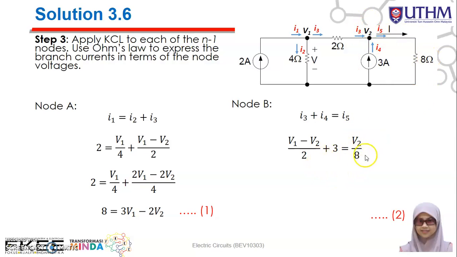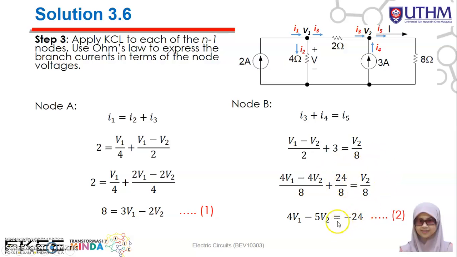Then after that, we can further simplify this equation by making the denominator the same. Here we can multiply this term with 4 divided by 4 because we want to get 8 here, and here we multiply with 8 divided by 8. Then I have 4V1 minus 4V2 divided by 8 plus 24 divided by 8. So 24 divided by 8, you get back the 3, equal to V2 divided by 8. Then all this 8 can be cancelled. So finally, I have 4V1 minus 4 minus 1, which becomes minus 5V2, equal to plus 24.